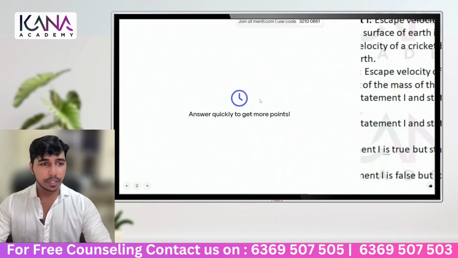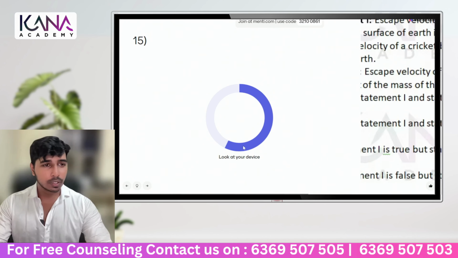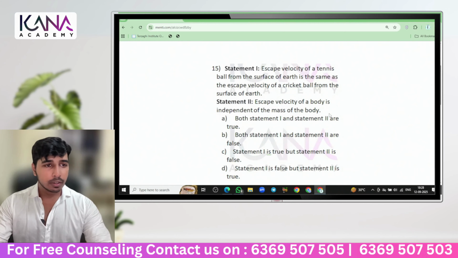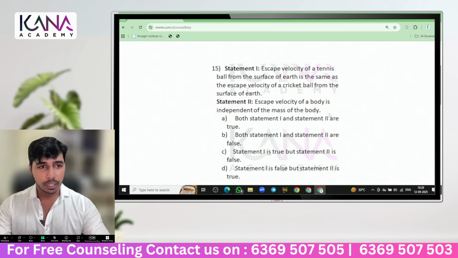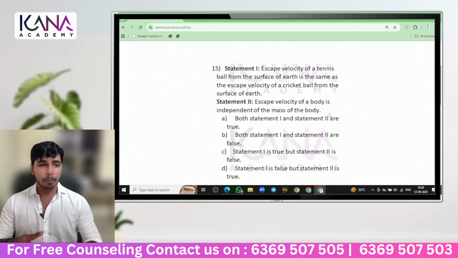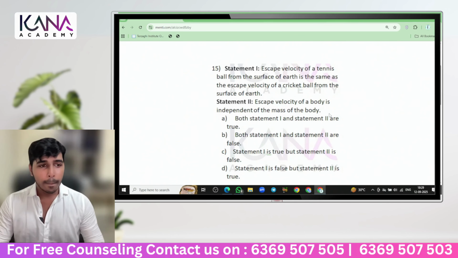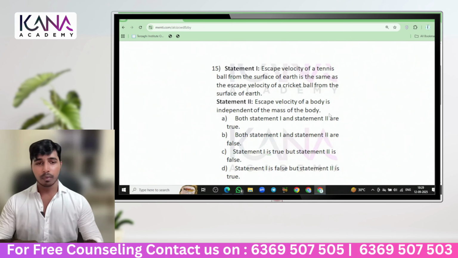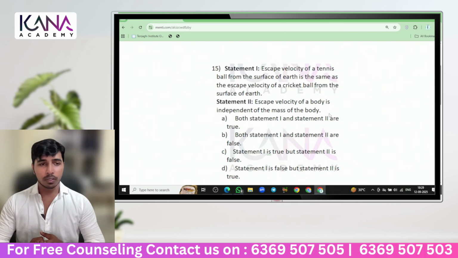Let's attempt 15th question out of 25 MCQs. This is a statement question, okay? Statement 1. Escape velocity of a tennis ball from the surface of the earth is the same as the escape velocity of the cricket ball from the surface of the earth, okay? The statement 2 is escape velocity of a body is independent of the mass of the body. The options are below. Both statement 1 and statement 2 are true, or both statement 1 and statement 2 are false. Statement 1 is true, but the statement 2 is false. Statement 1 is false, but statement 2 is true. This is conceptual question.